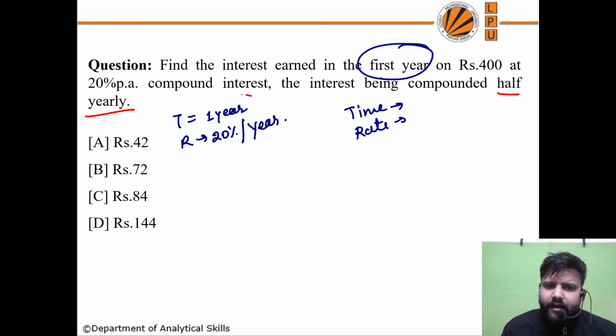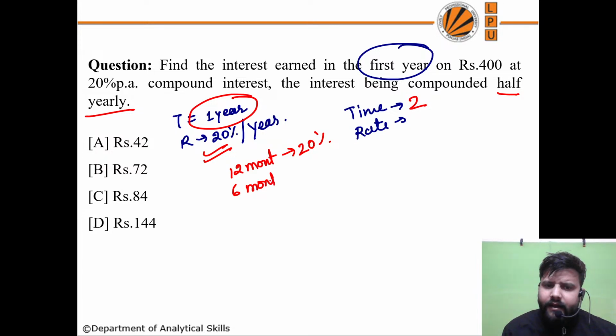Half yearly compounding means interest will be charged over 6 months. So now see here, total 1 year is there. How many pairs of 6 months are possible? Only 2 pairs of 6 months are possible. So time becomes 2 for solving this question. It means interest will be charged twice in this scheme. Now the rate of interest for 12 months is 20%, so for 6 months, which is half of it, the rate of interest will also be half, isn't it? So the rate of interest will be 10%.